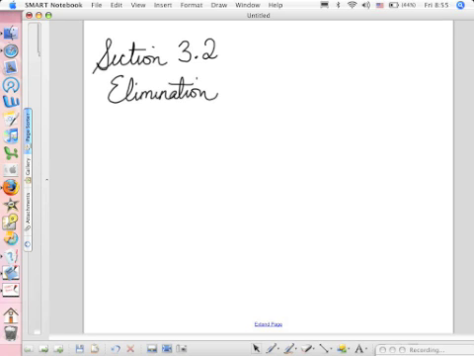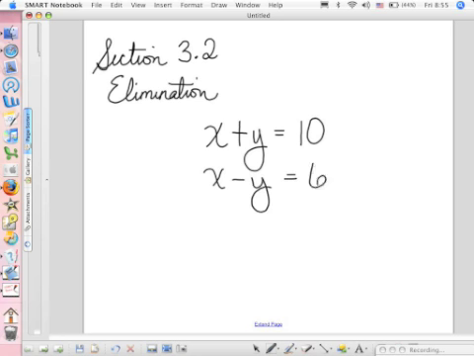Okay, now I'm going to start with something very simple so that you can see the process of elimination. All right, so everybody needs to be eyes on the board. These are two lines. They each have an x and a y variable. They cross at some point. And so we're going to try to find that point where they cross each other.